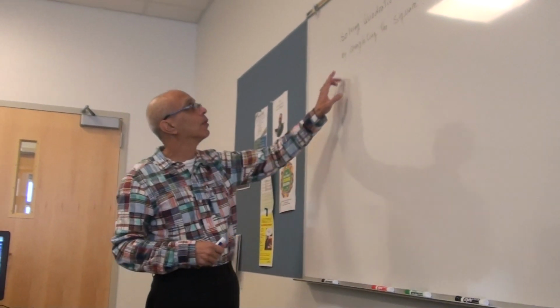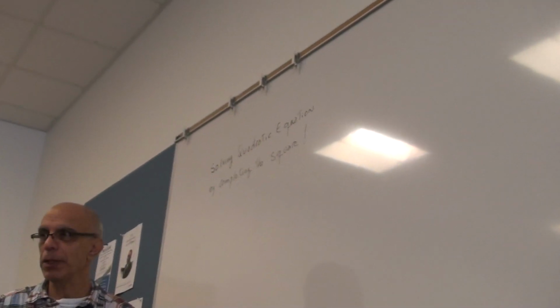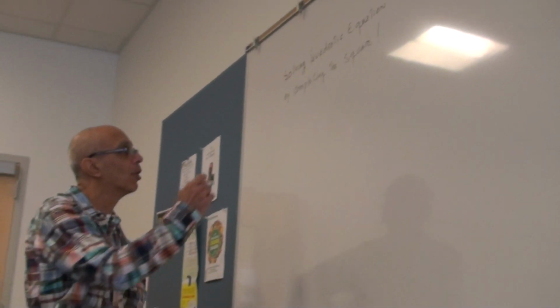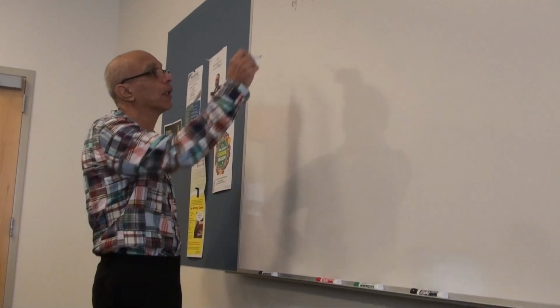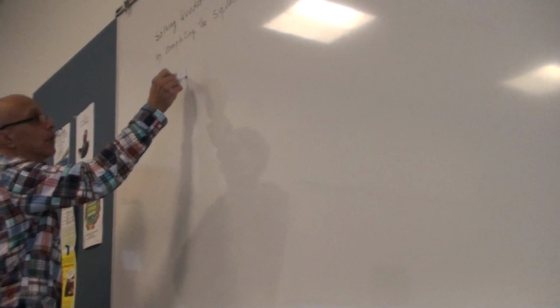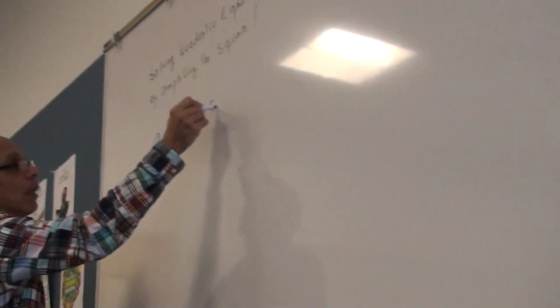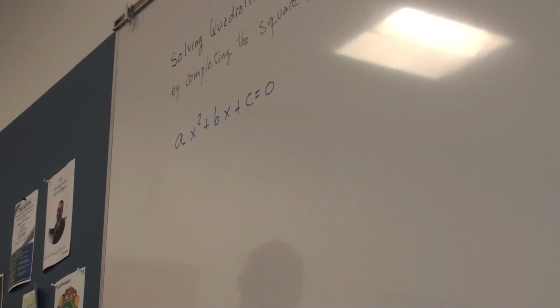The topic is going to be solving quadratic equations by completing the square. So what is the standard form of a quadratic equation? How do you recognize a quadratic equation? The general form of a quadratic equation is this, okay? This is the general form of a quadratic equation.